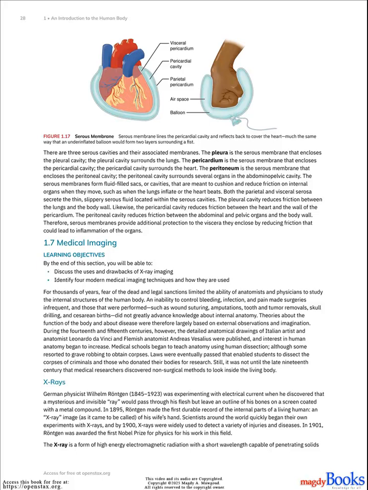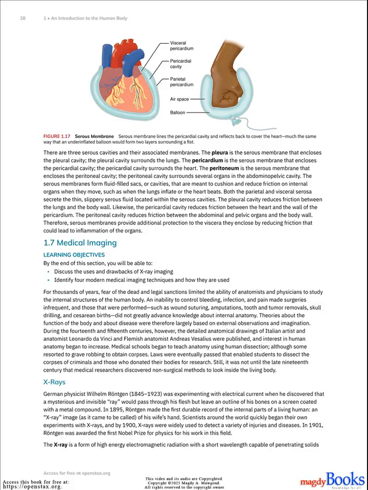The pleura is the serous membrane that encloses the pleural cavity. The pleural cavity surrounds the lungs. The pericardium is the serous membrane that encloses the pericardial cavity. The pericardial cavity surrounds the heart. The peritoneum is the serous membrane that encloses the peritoneal cavity. The peritoneal cavity surrounds several organs in the abdominopelvic cavity.